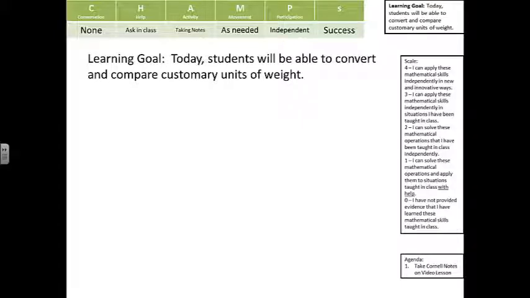All right, we are ready to begin our next lesson. Today's learning goal is that students will be able to convert and compare customary units of weight.